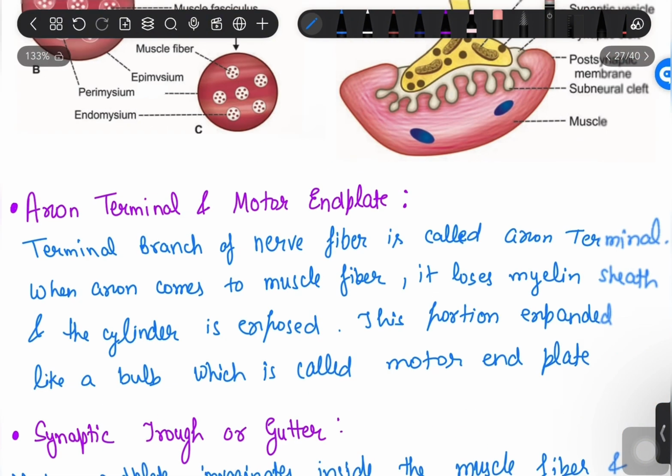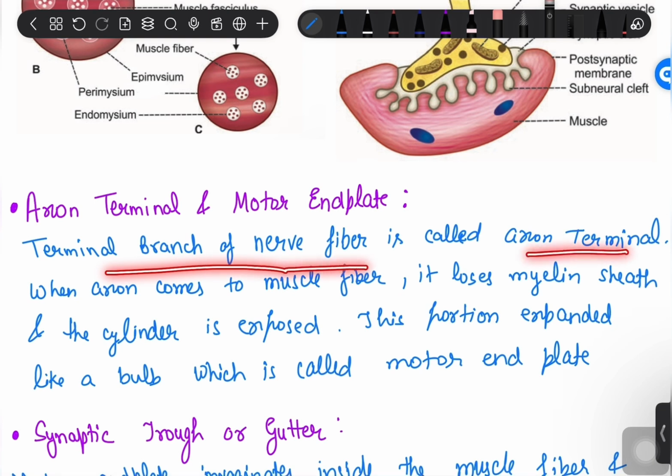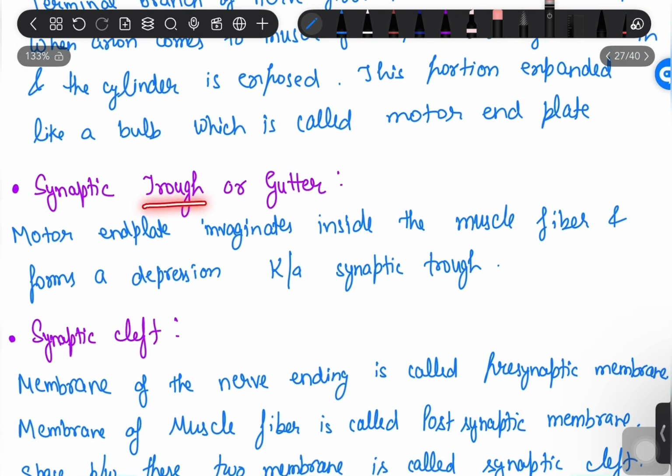Now we have to talk about the other components. Other components include the axon terminal and the motor end plate. We will briefly discuss this because this is mainly a topic of physiology, but we can discuss the definitions here. The terminal branch of a nerve fiber is called the axon terminal. When an axon comes to the muscle fibers, it loses its myelin sheath, and the slender axon is exposed, then this portion expands like a bulb, which is called the motor end plate. Then we have the synaptic trough or gutter.